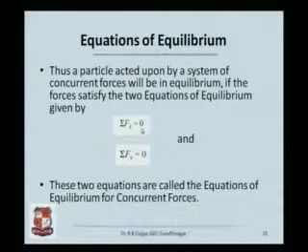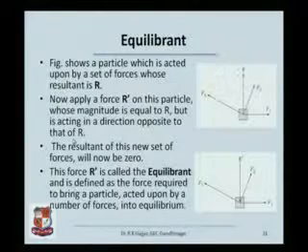Therefore, the conditions of equilibrium are two equations. These two equations are called the equations of equilibrium for concurrent forces. Summation of all the horizontal forces is 0, summation of all the vertical forces is 0, then the body acted upon by those forces will be in equilibrium.